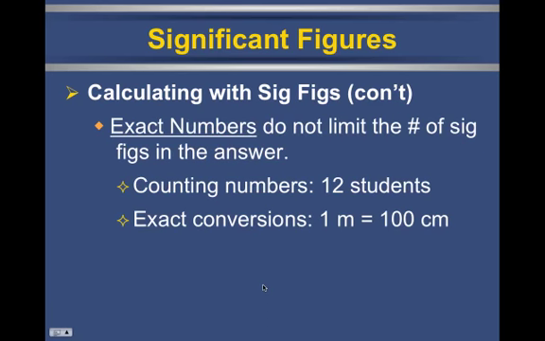Calculating with significant figures. Exact numbers do not limit the number of significant figures in the answer. For example, an exact or a counting number. If I were to say there are 12 or 24 students in this room, that would be a counting number. And exact conversions, like the ones we work with in dimensional analysis, are not used in significant figures. So 1 meter is equal to 100 centimeters.